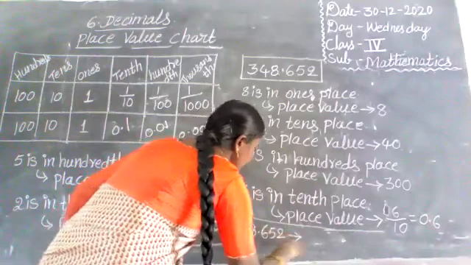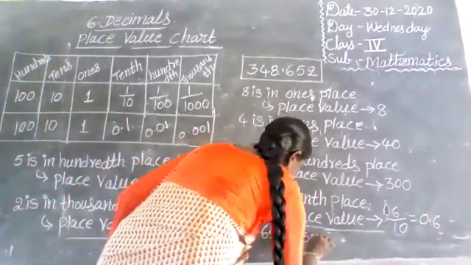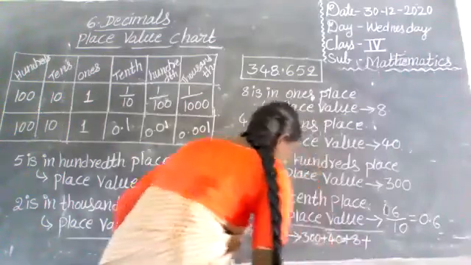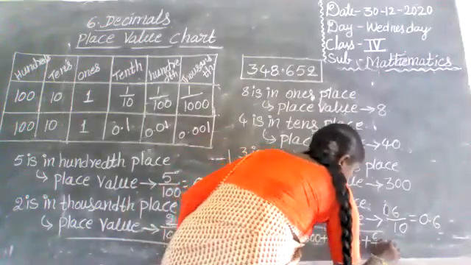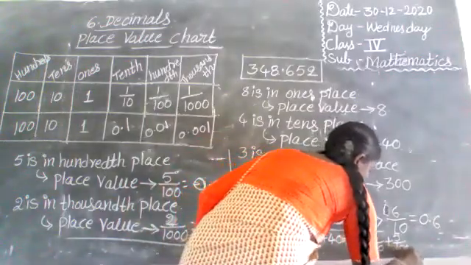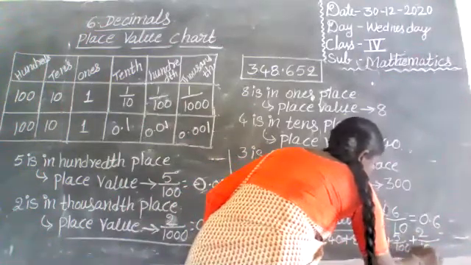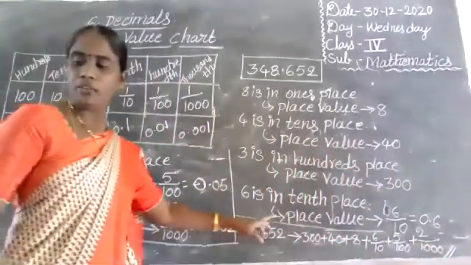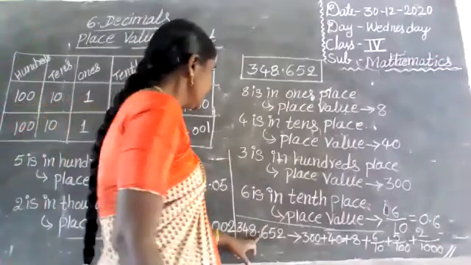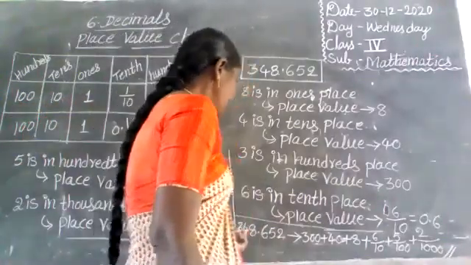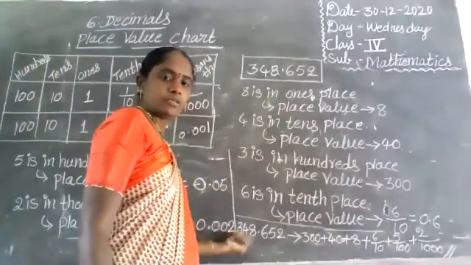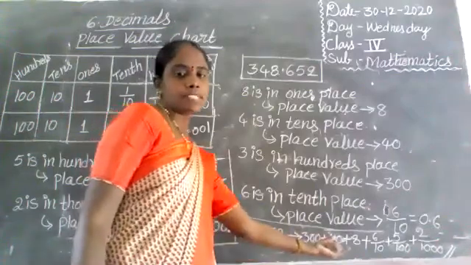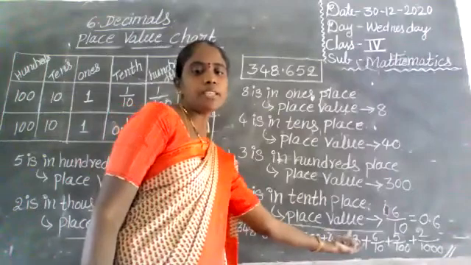The expanded form of 348.652 is 300 plus 40 plus 8 plus 6 by 10 plus 5 by 100 plus 2 by 1000. This is the expanded form of this number. 3 is in the hundreds place, so 300. 4 is in the tens place, so 40. 8 is in the ones place, so 8. 300 plus 40 plus 8.